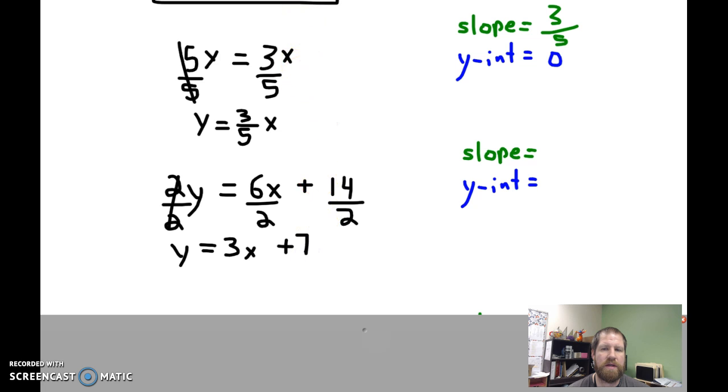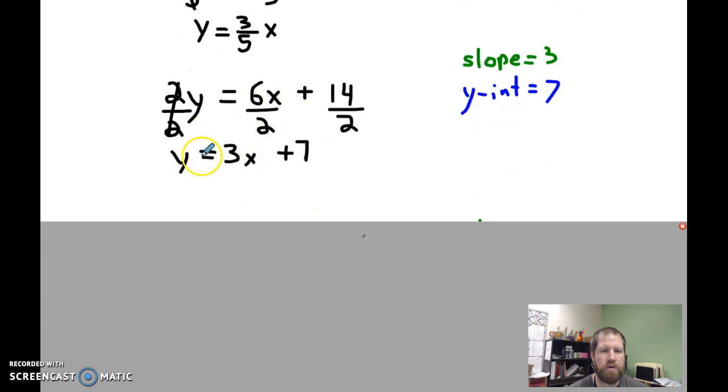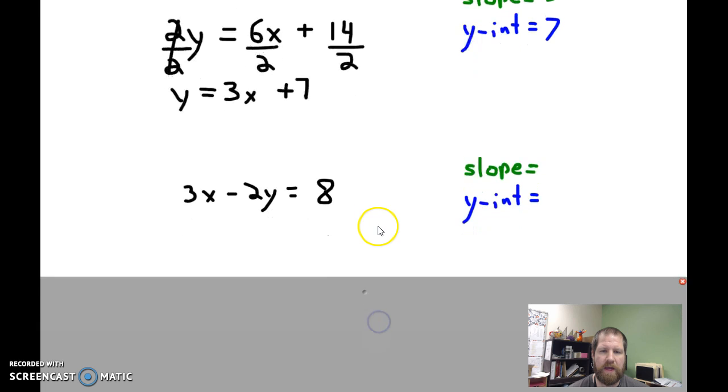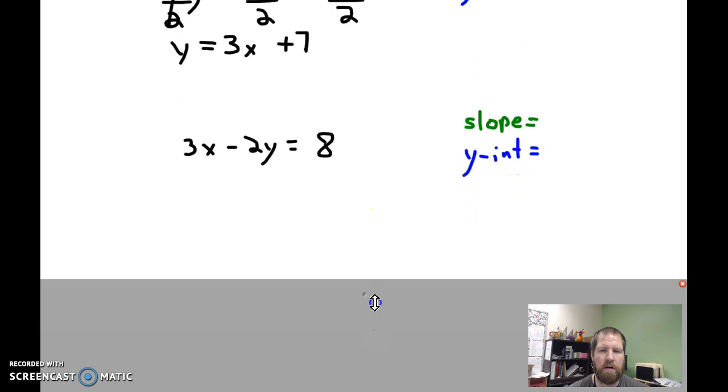And my slope is 3. My y-intercept is 7. Okay, so this is just one step, dividing out that number next to y in order to get y by itself. All right. If y is not by itself, then it's not slope-intercept form. Okay. And here's our last one.